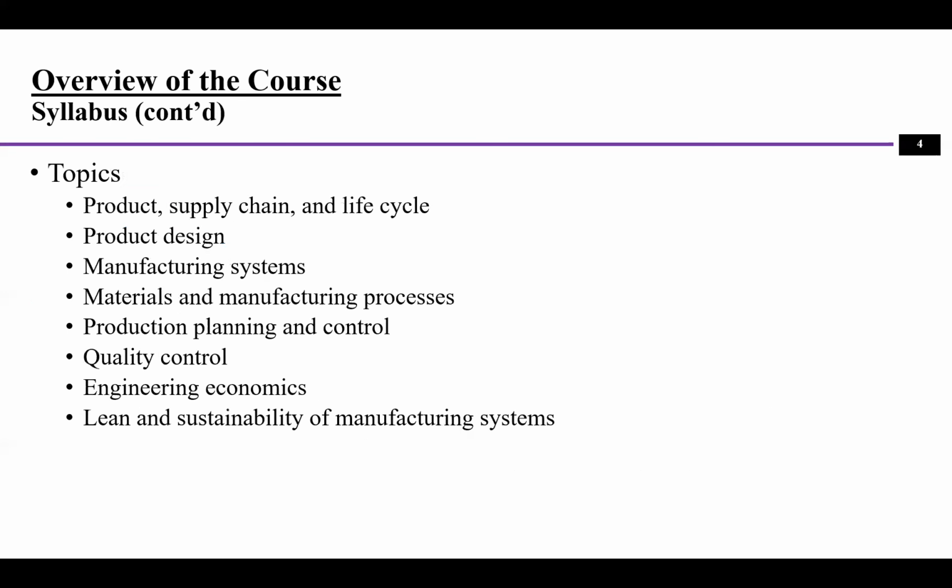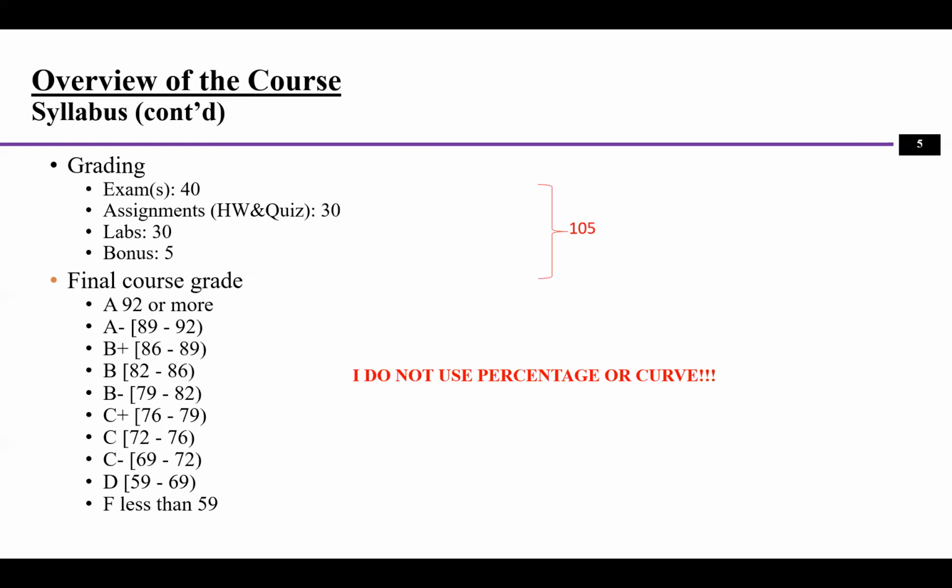And here are the topics. The product life cycle, understand what is product design, and also will give you an introduction of 3D design as well. And materials, manufacturing processes, and also production planning and control. We're also going to go over a little bit about quality control, for example, using different control charts. And then next will be the engineering economics, basically dealing with the money aspect of manufacturing systems. And lastly, we'll talk about how to improve efficiency as well as sustainability of manufacturing systems.